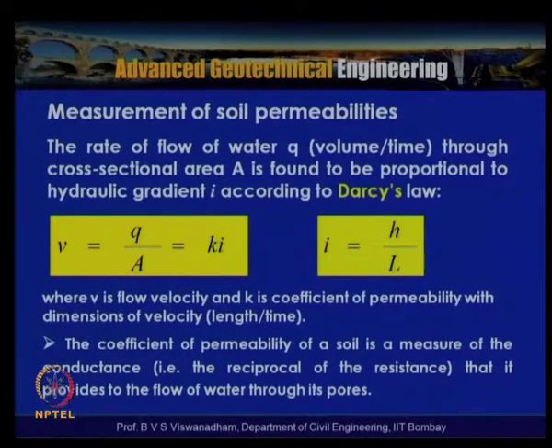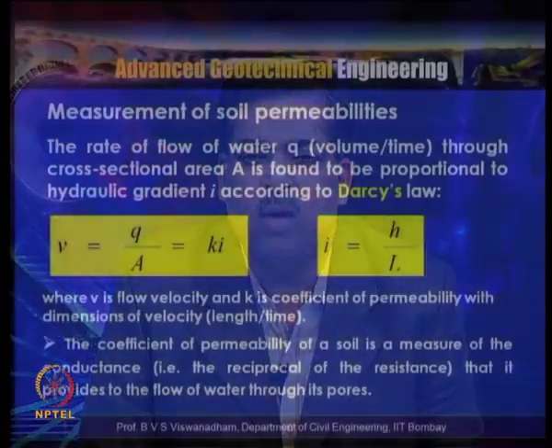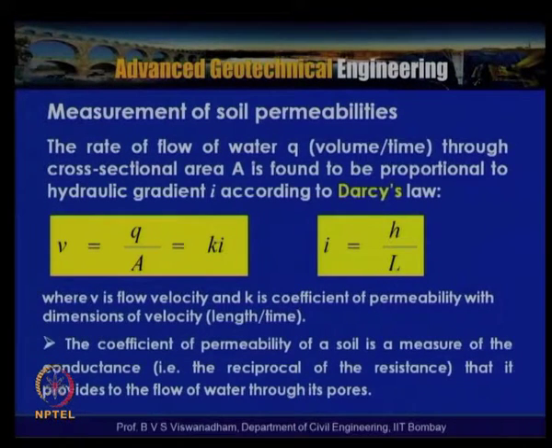So the rate of flow of water Q, that is volume over time T, through a cross-section area is found to be proportional to the hydraulic gradient i according to Darcy's law. Which is nothing but v = Q/A = ki, or Q = kiA. Here i is the hydraulic gradient, that is head loss over a length L, where v is the flow velocity and k is the coefficient of permeability, with the dimensions of velocity, length over time.